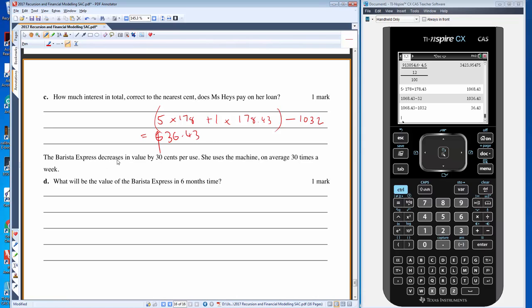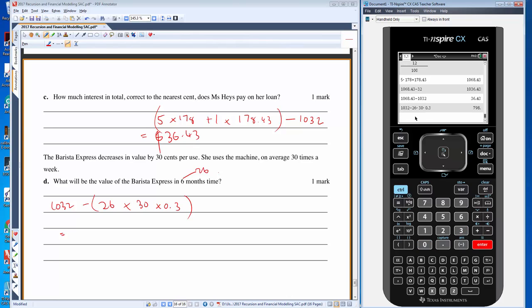Alright, the Barista Express decreases in value by 30 cents per use. She uses the machine on average 30 times a week. What will be the value of the Barista Express in 6 months' time? Well, 6 months is 26 weeks. So we've got 26 weeks where she uses the Barista 30 times, and every time you use it, it deducts by 30 cents. Now it was worth $1,032, so we're going to remove this amount from it: 1032, take away 26 lots of 30 by 0.3, means this machine is going to be worth $798 in 6 months' time. So there it is.